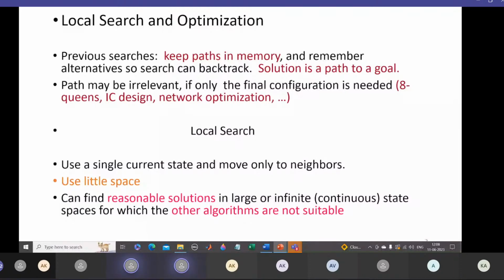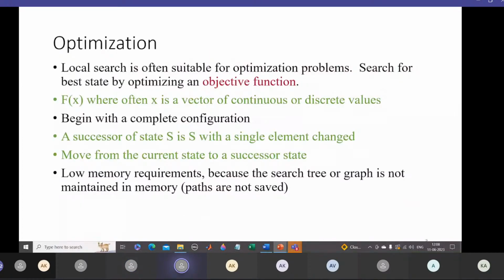The other algorithms are not suitable for all this. Booking hotels, flights and everything, only local search is suitable. Even facilities like local search are suitable for optimization problems.